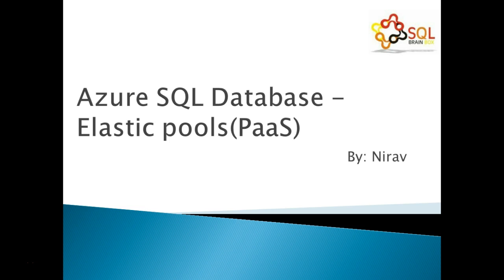What is Elastic Pool? Elastic Pool is a collection of databases with a shared set of resources managed via SQL Server. Or you can say an Elastic Pool is a resource allocation service used to scale and manage performance as well as cost of a group of Azure SQL databases.